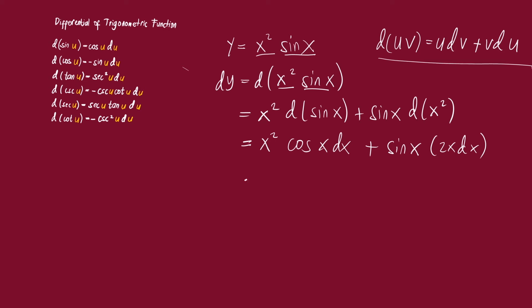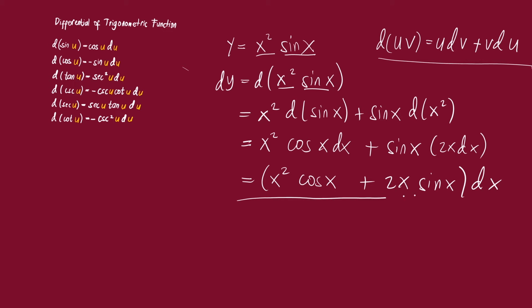Yan. Simplifying this further, factoring out dx, so this will be x squared cosine x plus, I'll write 2x first before the sine x. So this will be 2x sine x, and factor out ko ang dx. So this is your final answer. Okay? So this is the value of dy, the derivative of y.